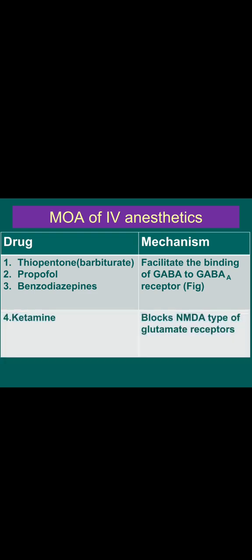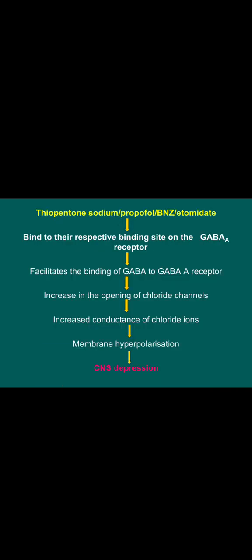Okay. Then ketamine. Ketamine is a dissociative anesthetic agent which mainly blocks the NMDA type of glutamate receptors. So here we can see the sites of action of various anesthetic agents. Here the GABA A receptor is also there, the chloride channel, 2 alpha, 2 beta, gamma subunits, etc. When these drugs facilitate the binding of GABA to the GABA A receptor, there is an increased influx of chloride ions into the cell, and this increased influx of chloride ions causes membrane hyperpolarization and CNS depression.